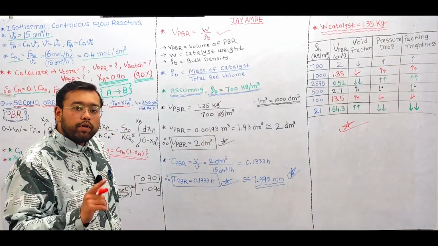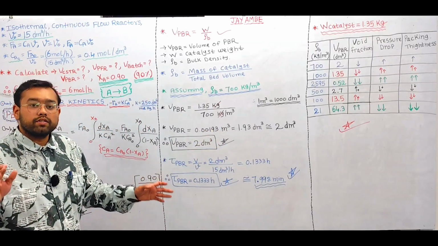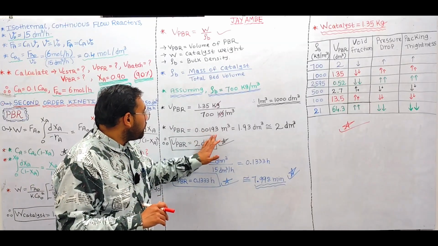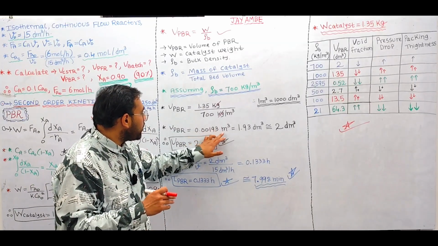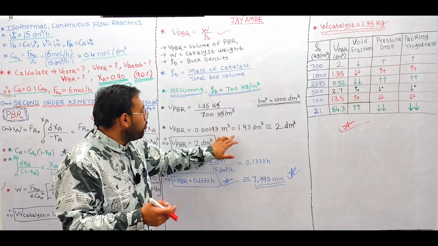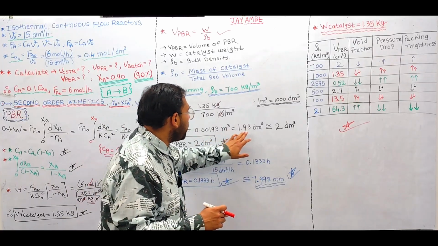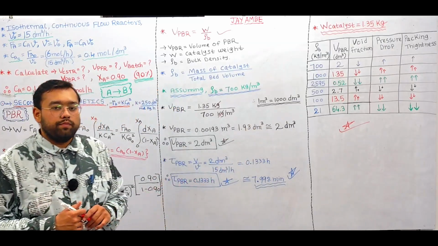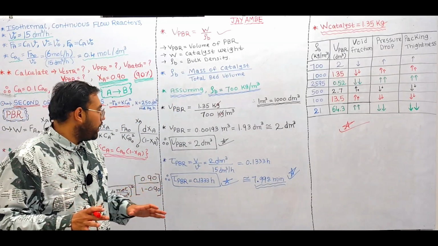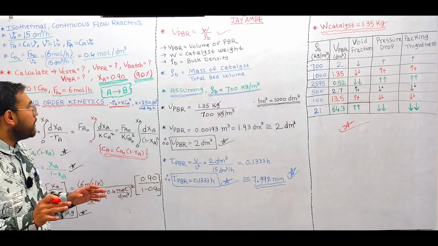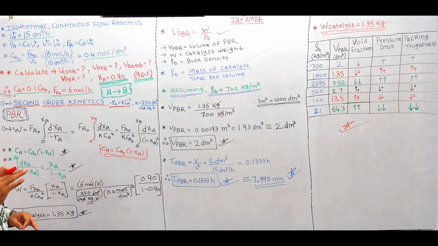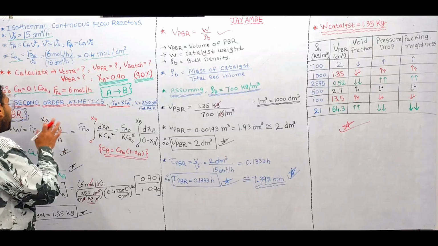If we solve this, we'll get the volume of packed bed reactor equal to 0.00193 meter cube. So 1 meter cube equals 1000 cubic decimeter, right? If we convert this 0.00193 meter cube into cubic decimeter, the answer comes as 1.93 cubic decimeter, which is equivalent to 2 cubic decimeter, 2 liters volume. Which means by keeping all the operating parameters constant, we are using a packed bed reactor and carrying out the reaction in the packed bed reactor.